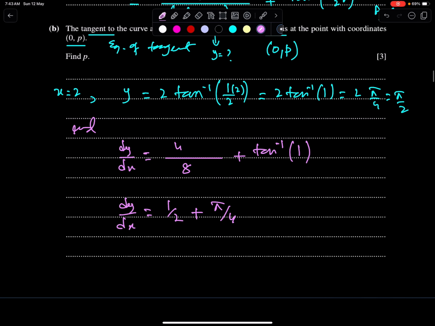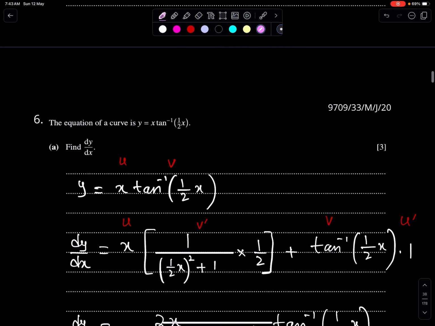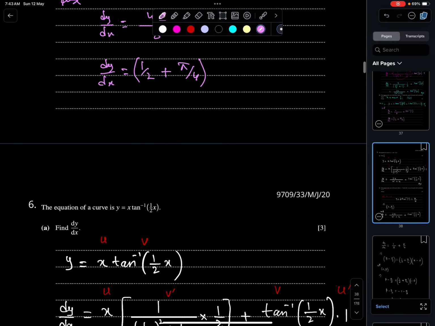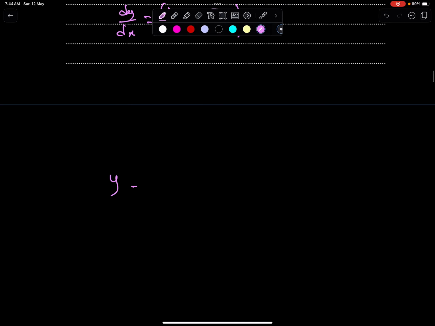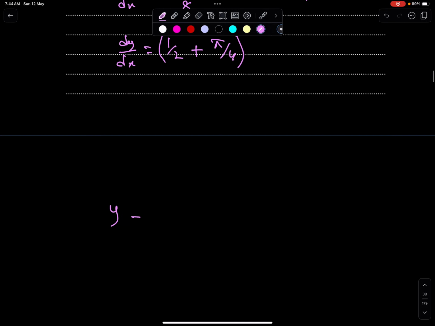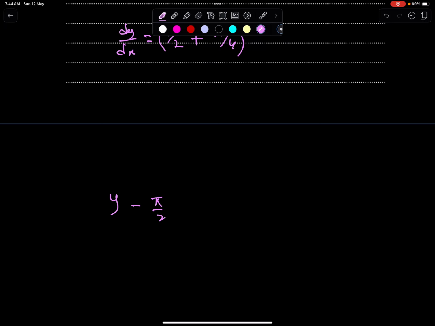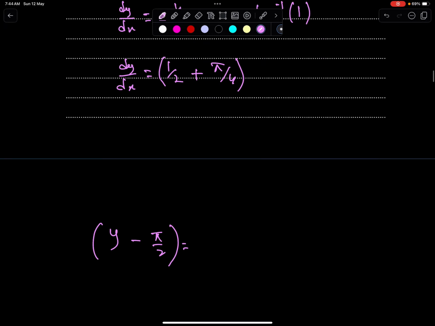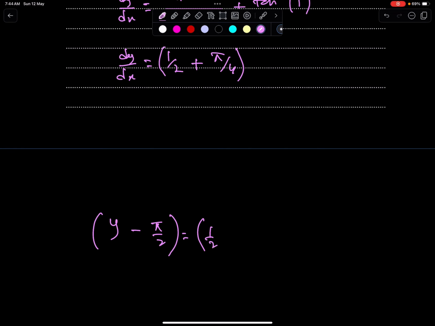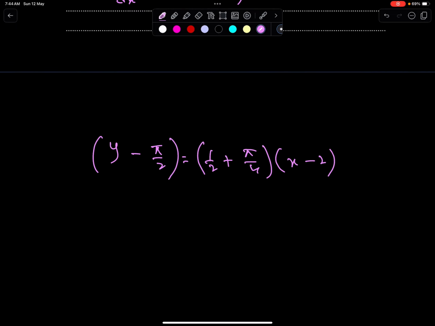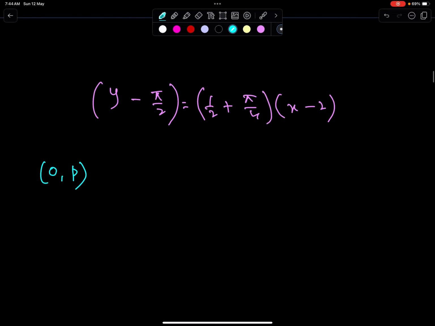Now we need equation of tangent. So equation of tangent is y minus y1, and y1 is pi by 2, equals gradient, half plus pi by 4, times x minus 2. This is the equation of the tangent. You don't need to simplify it. You just need to substitute 0, p into this equation, because equation of tangent was not required.